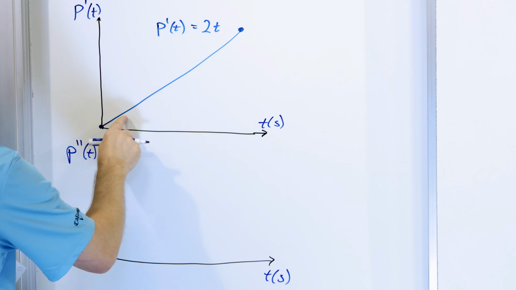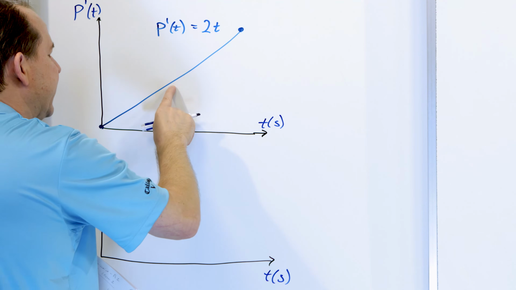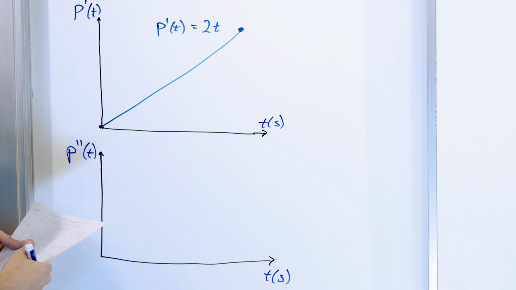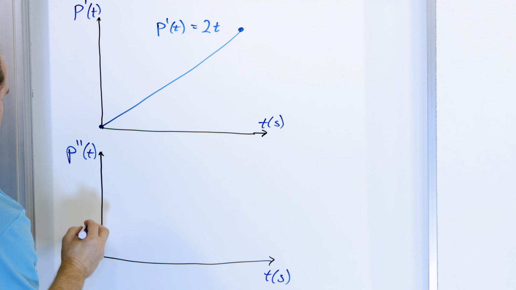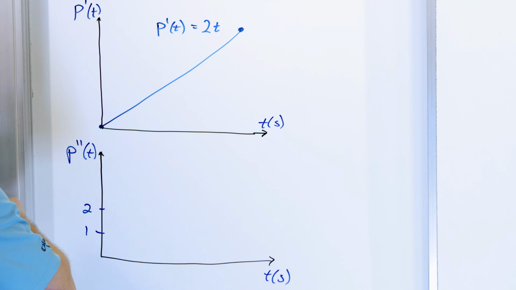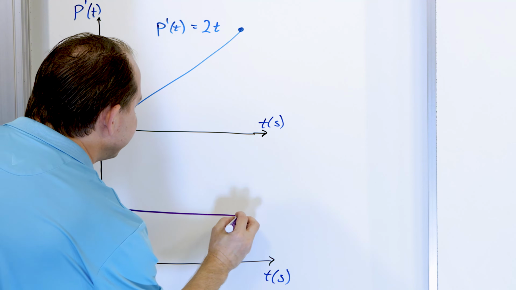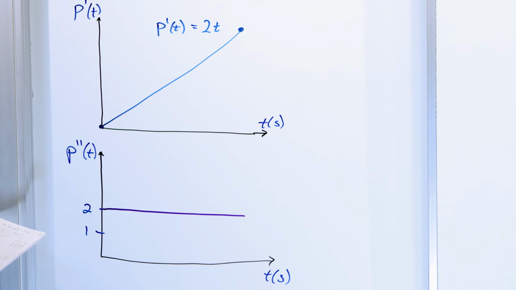The slope of the line here is 2, and the slope of the line here is 2, and the slope is never changing. So if this is 1 and this is 2, then the slope of this line, which is the derivative of that second function right there, is a horizontal line like this. So that is p prime of t.